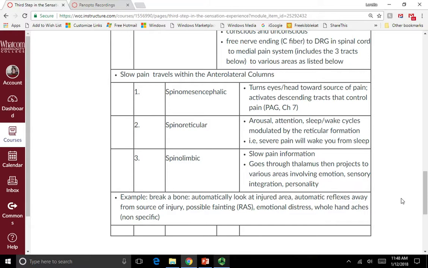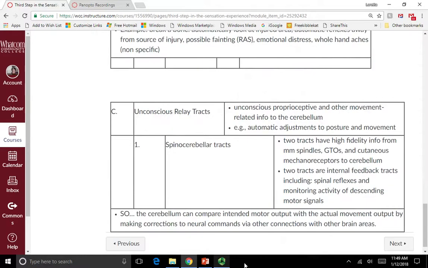And your whole hand might ache because that slow pain information is not very closely localized like the fast pain is. So your reactions to the pain integrate a lot of different areas, and that's really going to come into play when we talk about anti-nociception or pain control systems.